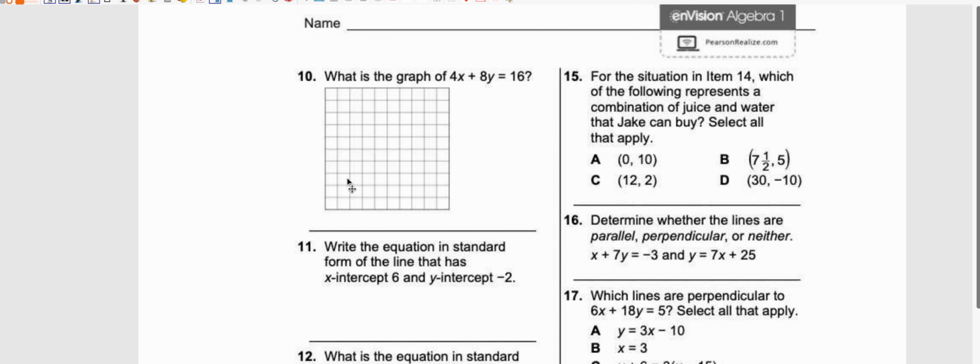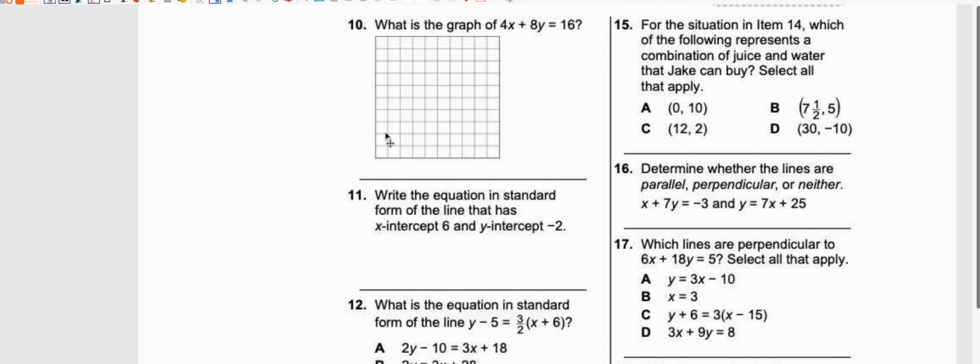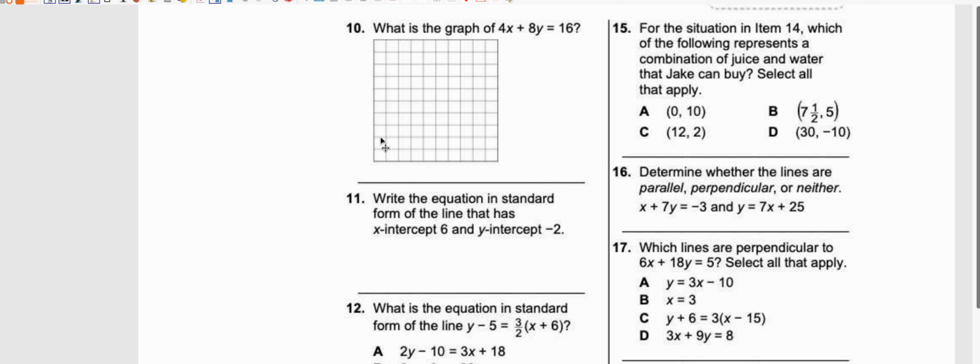So what is the graph of 4x plus 8y equals 16? How do we find, what tool do we use to graph a standard form equation? The T-chart. What values are we using? X and Y. But what value for x? 0. 0 for x and a 0 for y. We're gonna find the intercepts, right?